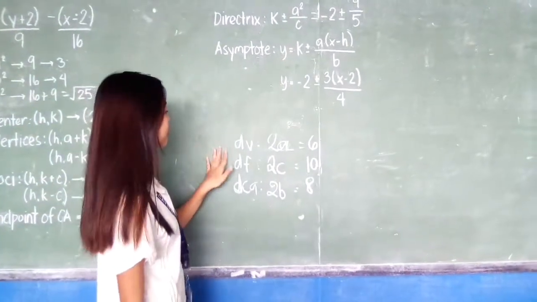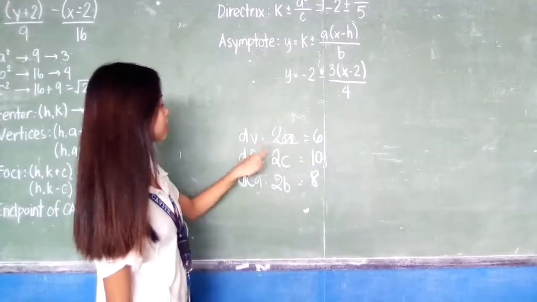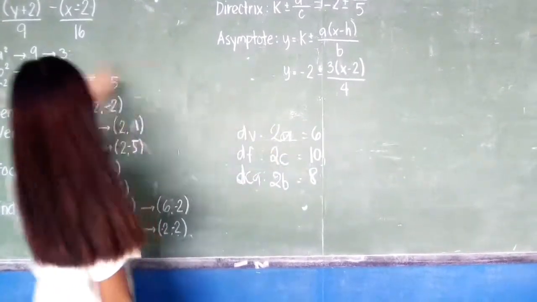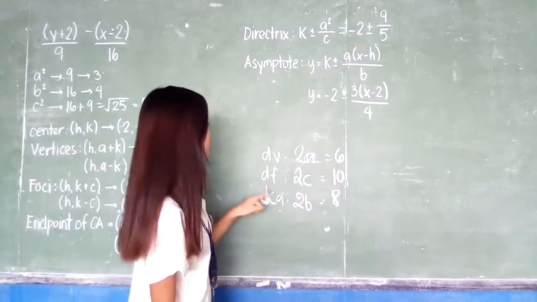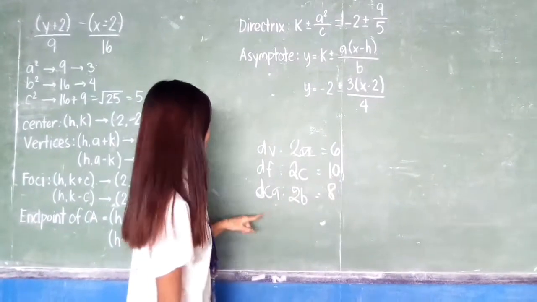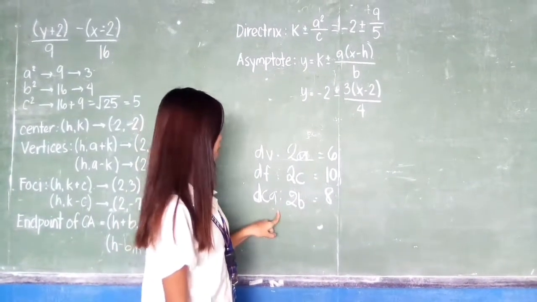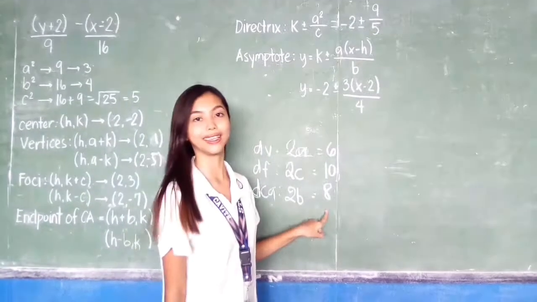To find the distance of the vertices, we will use 2a. Let's just substitute a, which is 3. So 2 times 3 is equal to 6. So the distance of the foci, 2 times c is equal to 10. And for the distance of the conjugate axis, you will just substitute 2 times b is equal to 8.